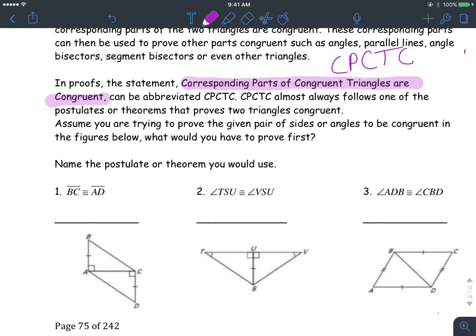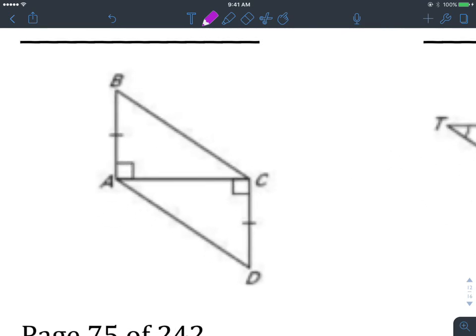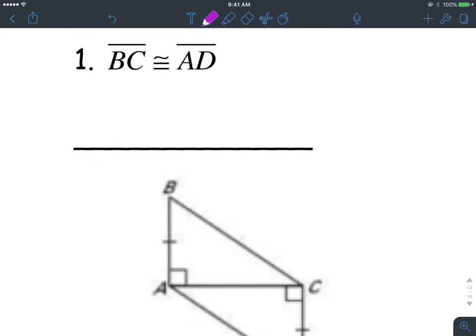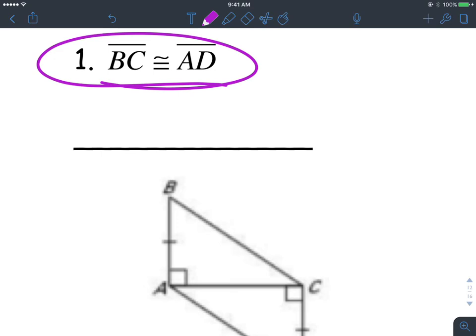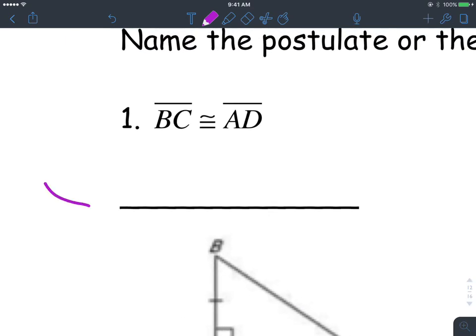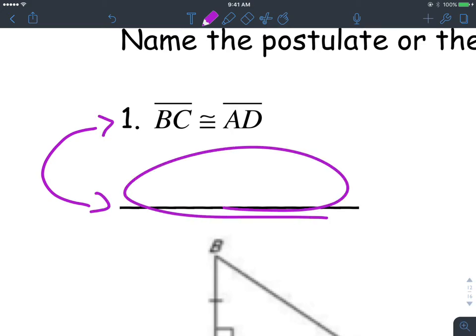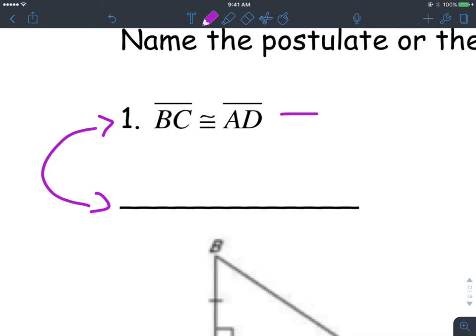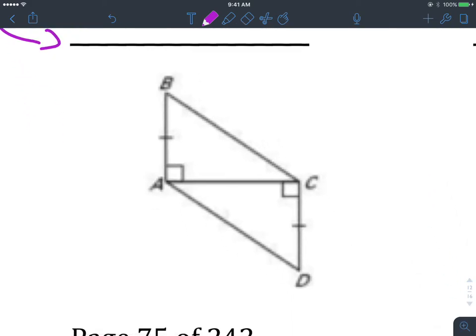So name the postulate. Essentially what we're going to do here is figure out why these triangles are congruent. We'll write that down, and then afterwards we can say that the leftover stuff is congruent because of CPCTC. And actually, I kind of wish they would swap this around here. We're going to put why they're congruent first, and then the leftover stuff will be congruent afterwards. So let me talk about what I mean here.